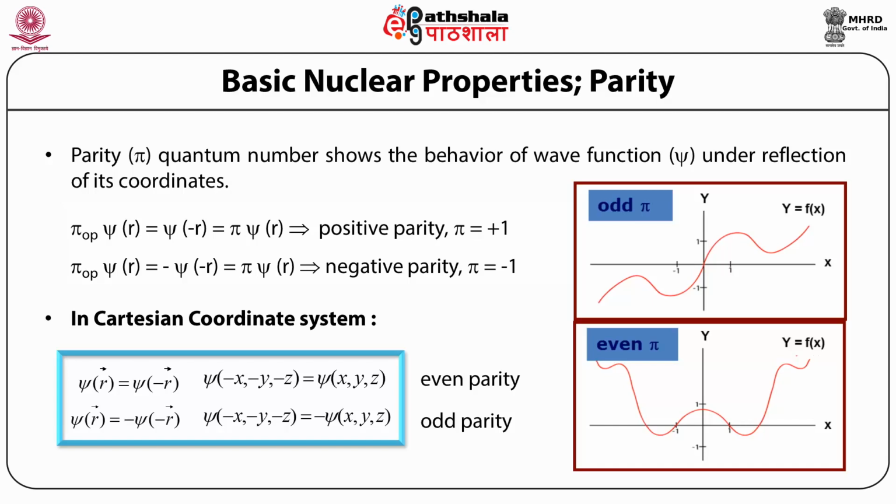And when psi(-x, -y, -z) is equal to minus psi(x, y, z), then we consider it as odd parity. The meaning of odd and even parities in nuclei is shown in the figure on the right hand side. The top picture shows the odd parity, that is the behavior of the wave function is changed after suffering reflection of its coordinates. And in the bottom picture, the even parity is shown, which indicates that after the reflection of the coordinates, the behavior of the wave function remains the same.